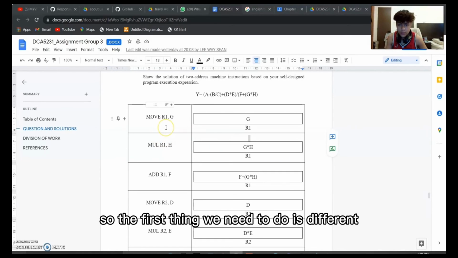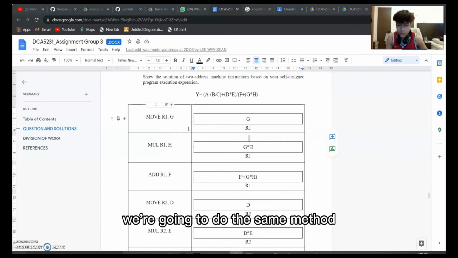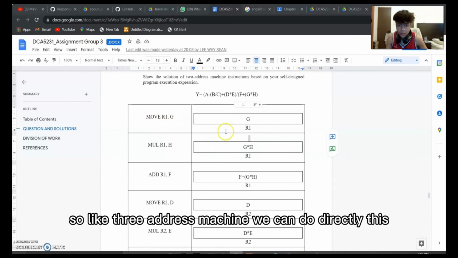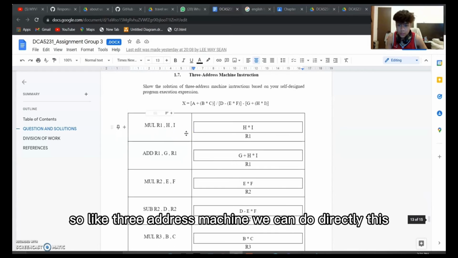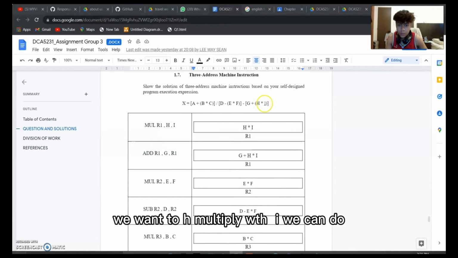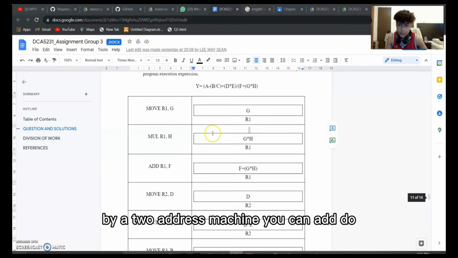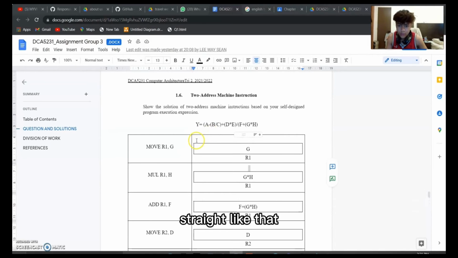So the first thing we need to do is, we're going to do the same method but with different things. Like the three address machine, we can do it directly, like multiply. If we want to multiply H with I, we can directly multiply H and I. But with the two address machine, we cannot do it straight like that.